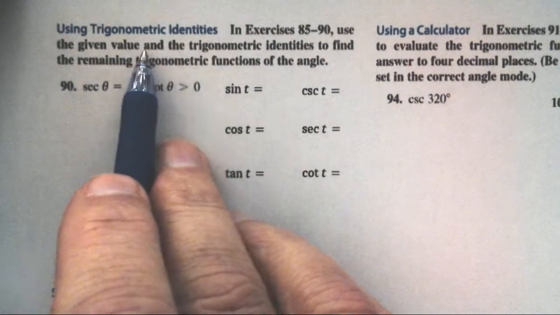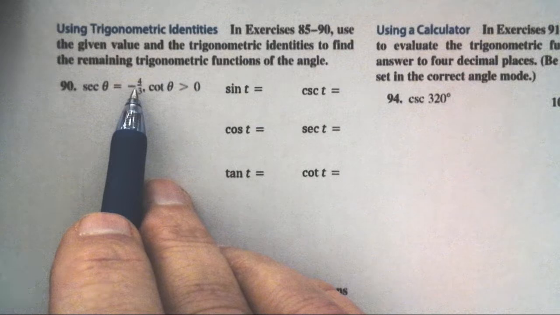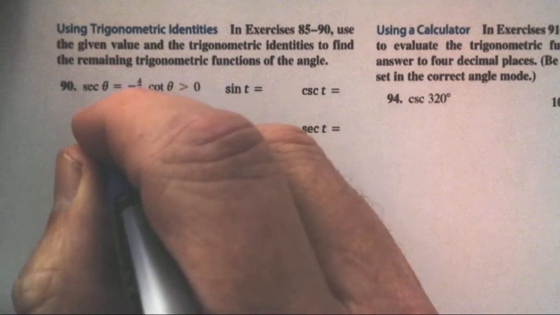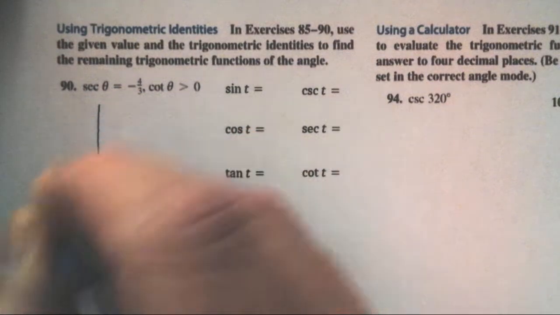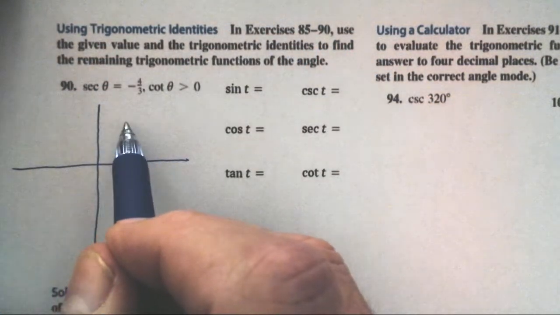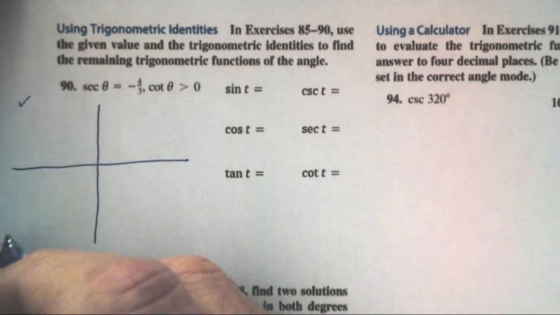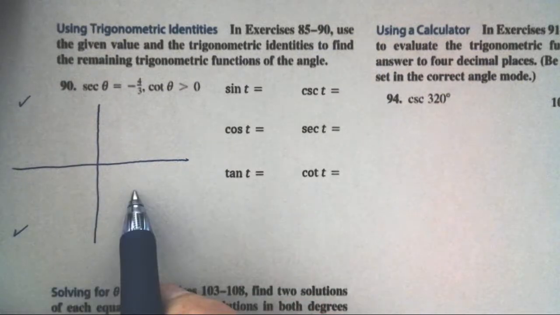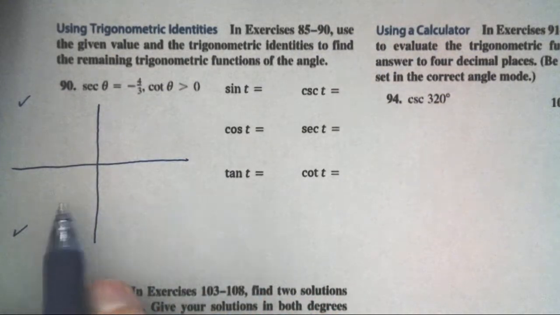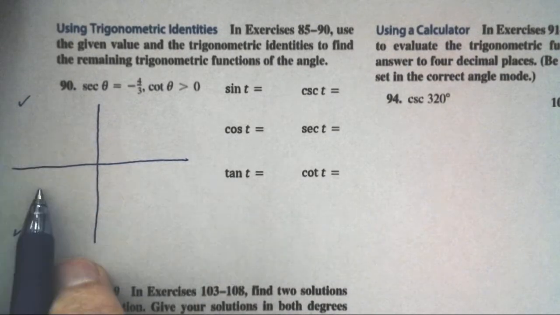Okay, more of what we did a little bit earlier. Use the given trig value to find the remaining trig values. So we have secant is negative. So secant is negative when cosine is negative. So forget about cotangent right now. Cosine is negative, x on r, when x is negative. X is negative here and here, or all students take calculus. All are positive, students take sine positive here. Cosine can be negative there, secant's negative there.